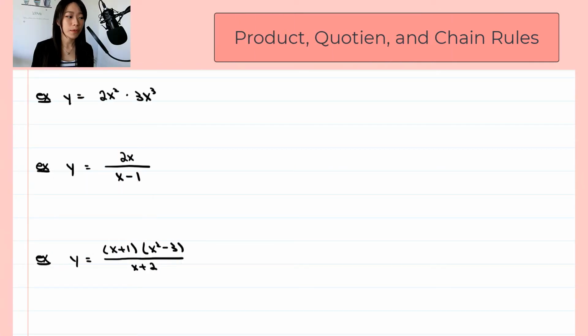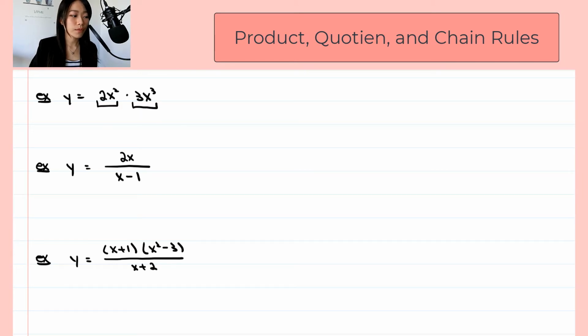Now let's look at some examples. First one, y equals 2x squared times 3x cubed. So here we have a function of x times another function of x. So we'll need to use the product rule. So y prime equals the derivative of the first function, which is 4x, times the second function, which is 3x cubed, plus the first function, 2x squared, times the derivative of the second function, which is 9x squared.